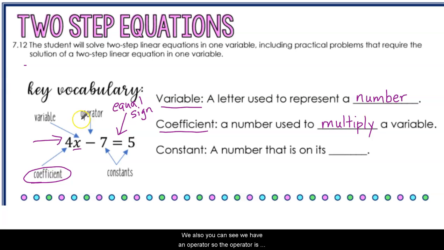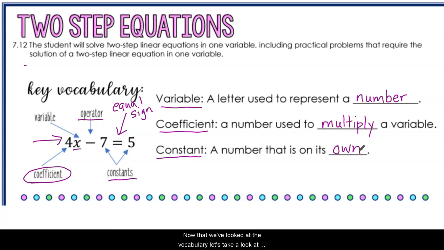We also, you can see we have an operator. So the operator is an operation sign. It can be addition, subtraction, multiplication, or division. And the last word we're going to define is constant. As you can see, these two numbers, 7 and 5, do not have variables next to them, and they are numbers that are on their own. They're within the equation, but they don't have any variables next to them.